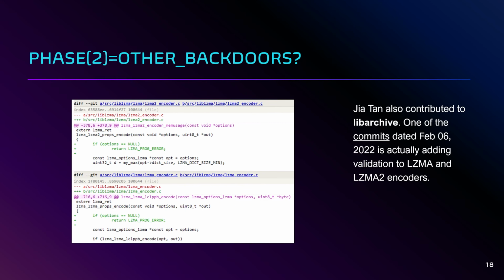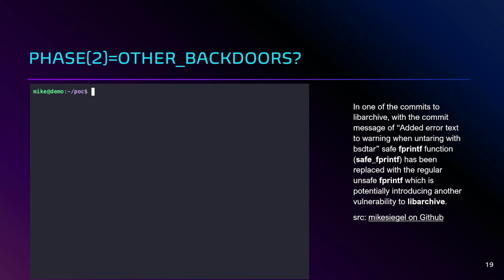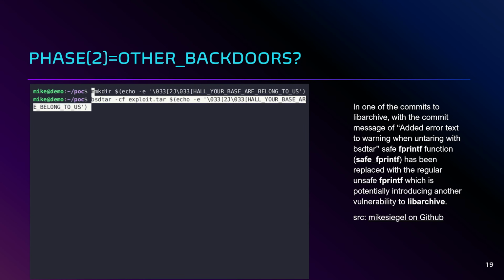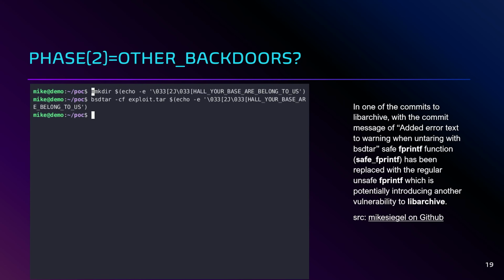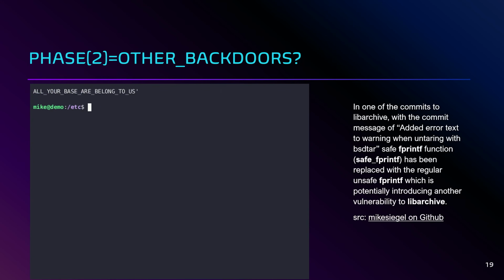Showing the goodwill, like I'm a good guy, I'm fixing stuff, if it is fixing at all. And there is actually one of the commits that he made with the message saying added error text to warning when untarring with BSD-tar, right? And in doing so, he basically replaced the fprintf function which was the safe one. The original one was safe_fprintf, and he replaced that with the regular fprintf.